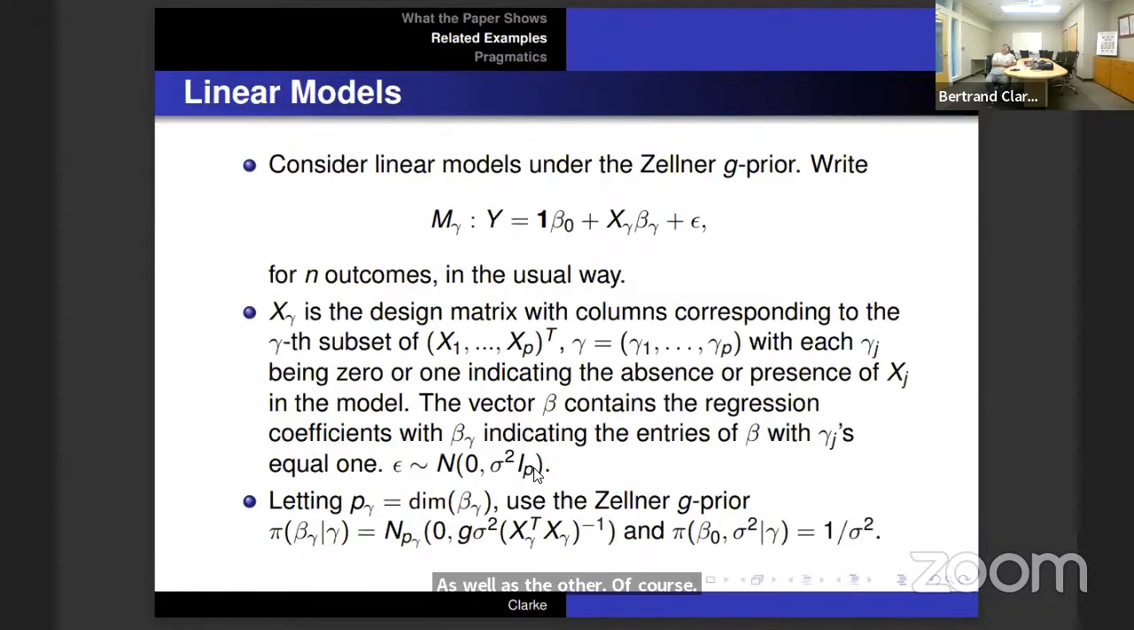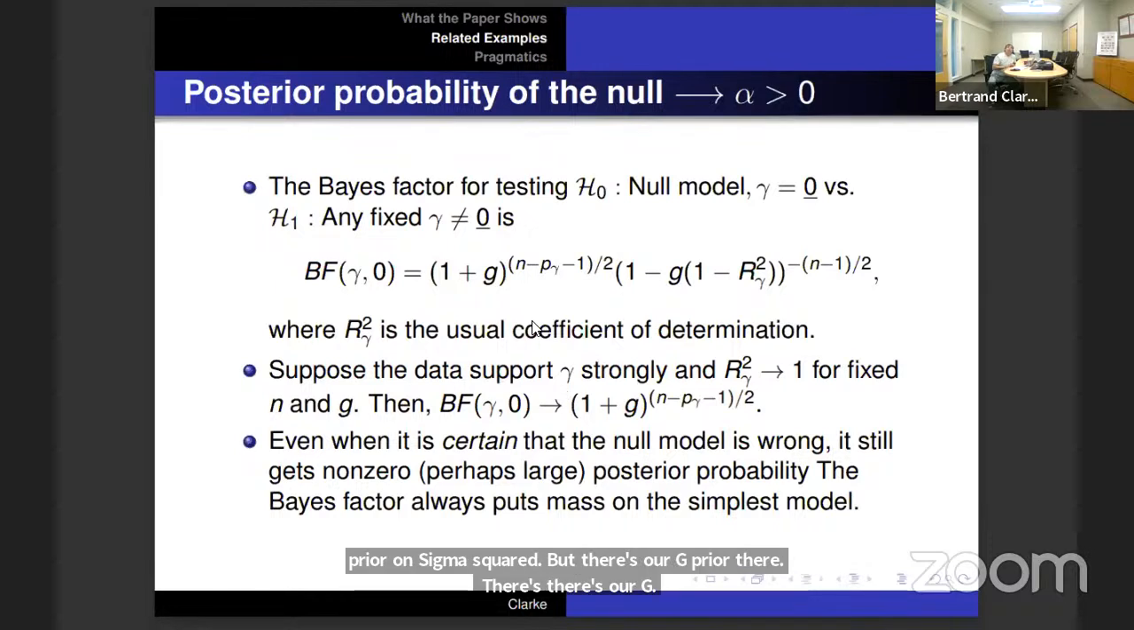Let's look at linear models. And let's use the Zellner g prior. So I've written this family of linear models in the usual way, where gamma is a vector of length p, and p is the number of explanatory variables. Each gamma_i equals 0 or 1, whether or not the corresponding x is in the model, usual notation, and of course epsilon is our normal(0, sigma squared times identity). Here is the Zellner g prior, and I'm just using the usual prior on sigma squared, but there's our g prior. There's our g.